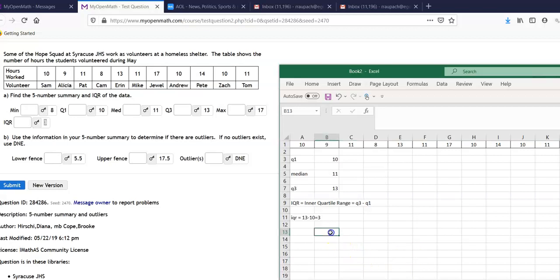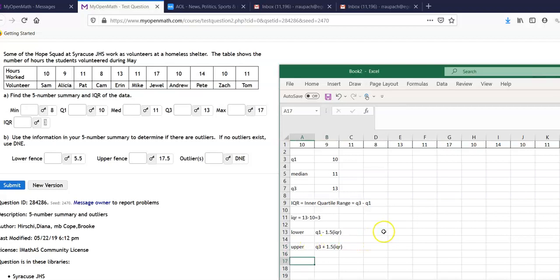Okay, so for the lower number, anything below a certain number is considered an outlier. How do I get that certain number? For the lower number, it's Q1 minus 1.5 times the IQR. Okay? All right? For the lower. For the upper, it's Q3 plus 1.5 times the IQR. So it's Q3 plus 1.5 times the IQR. All right.